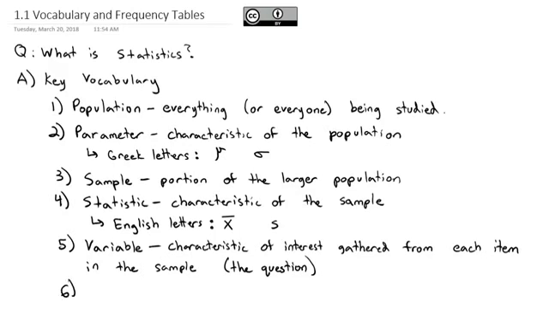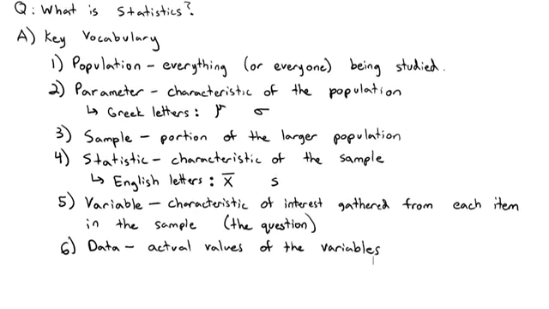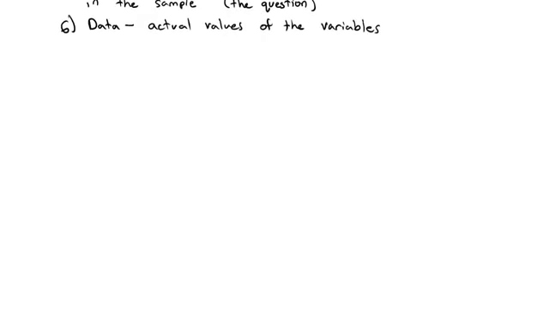And then our last word for this part will be what we'll call the data, or the actual values of the variables. So a data for our example would be something like 2.38, a 3.47, a 4.0. That is the data. So let's see if we can use this key vocabulary in an example.